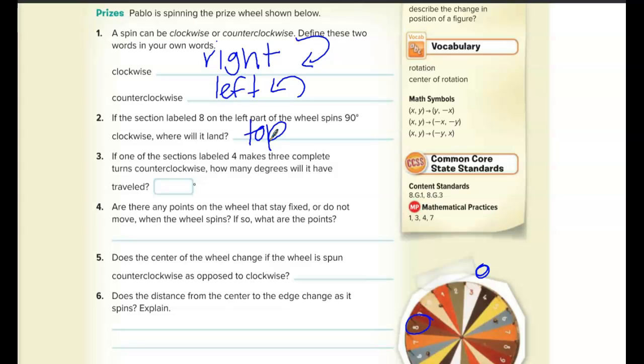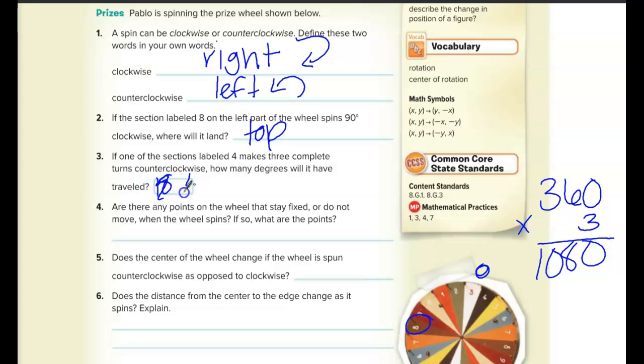One of the sections labeled 4 makes 3 complete clockwise or counterclockwise turns. How many degrees will it have traveled? So what would one full spin measure? 360. Now if I do it 3 times, I'd multiply by 3, and I would get 1,080. Because if I make 3 complete turns, I'm going 360, 360, 360.